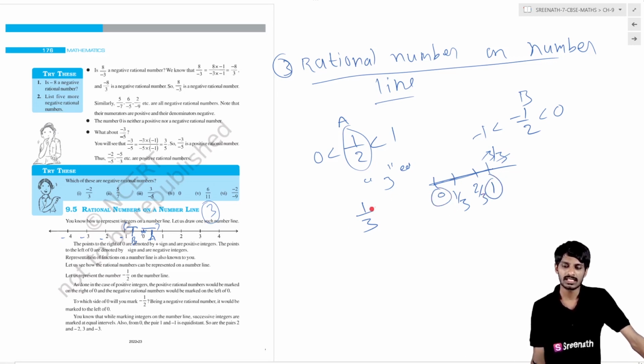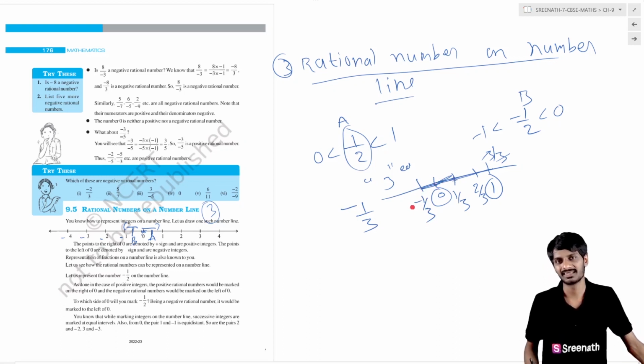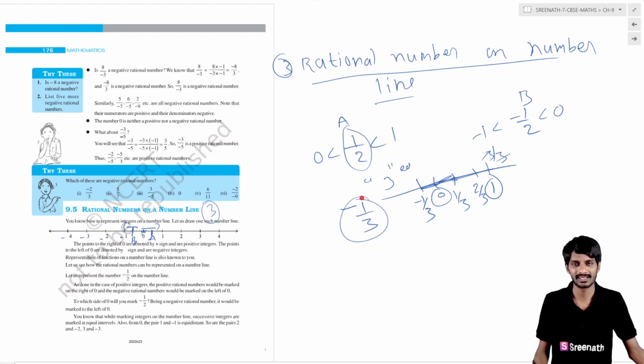In this way you can represent 1 by 3, which is between 0 and 1, so it is on the right side. Similarly, minus 1 by 3 is on the left side, at an equal distance from the other side. The distance between 0 and 1 by 3 must be equal to the distance between 0 and minus 1 by 3.